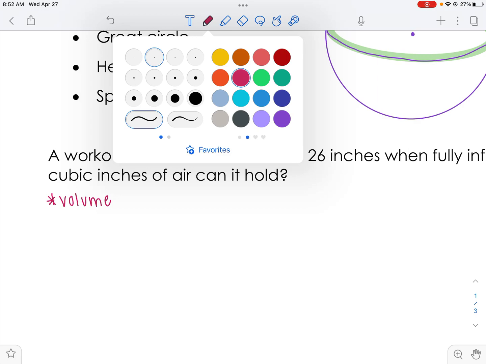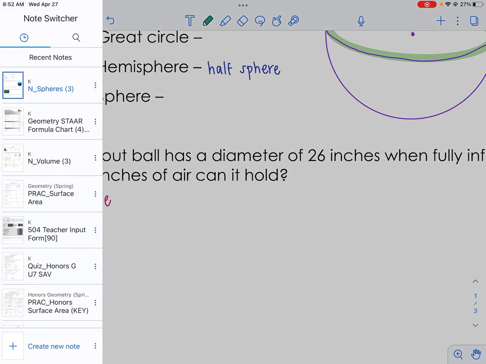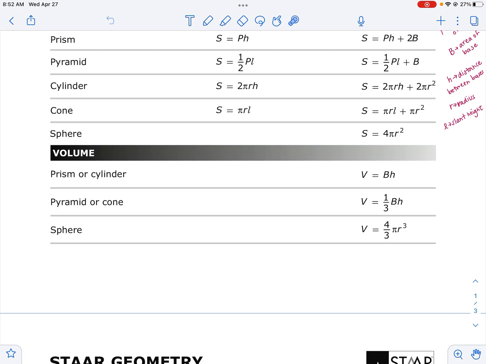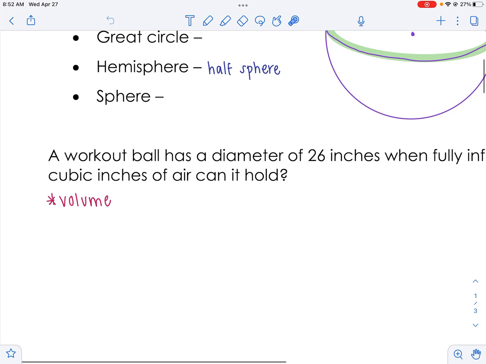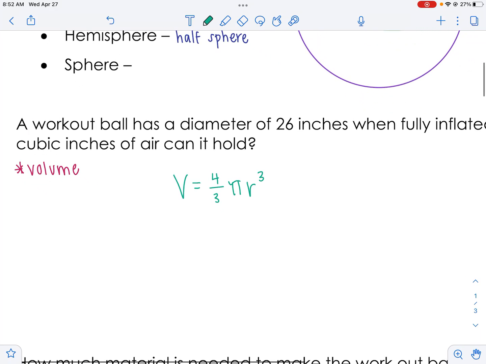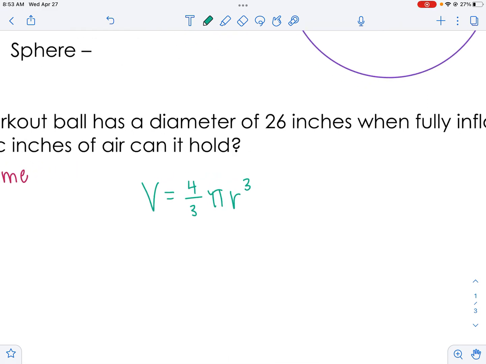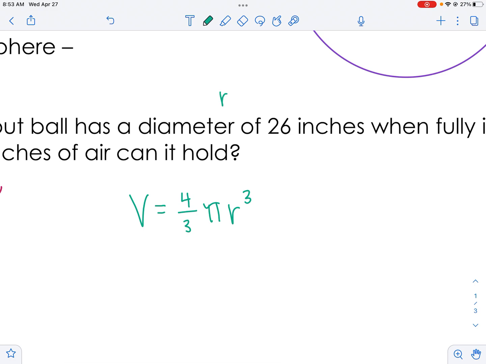So if we go look at our volume formula for a sphere, it's 4/3 pi r cubed. That 3 is cubed. So volume for a sphere would be 4/3 pi r cubed. So r is the radius. If I go back, it told me that the workout ball had a diameter of 26, meaning that the radius would be 13. So I'm going to go volume equals 4/3 pi. I'm just going to plug it in.